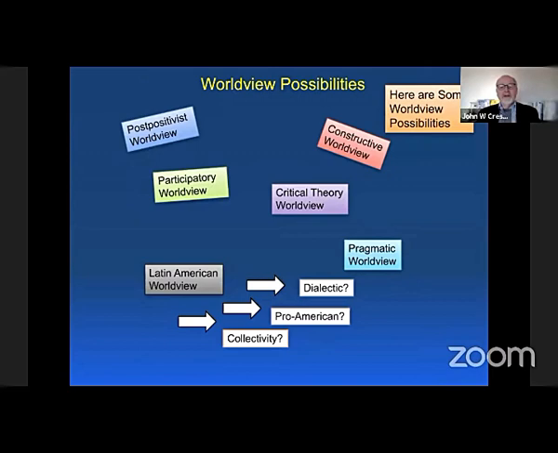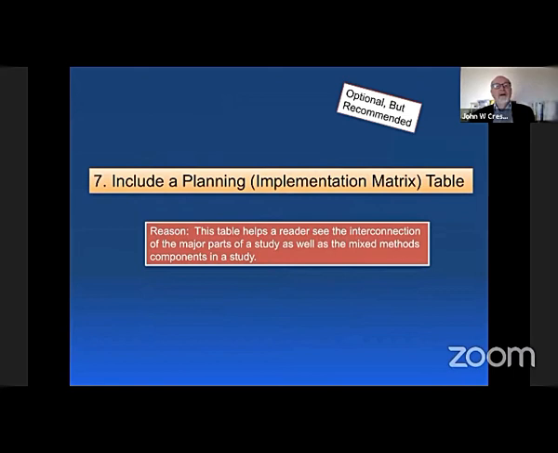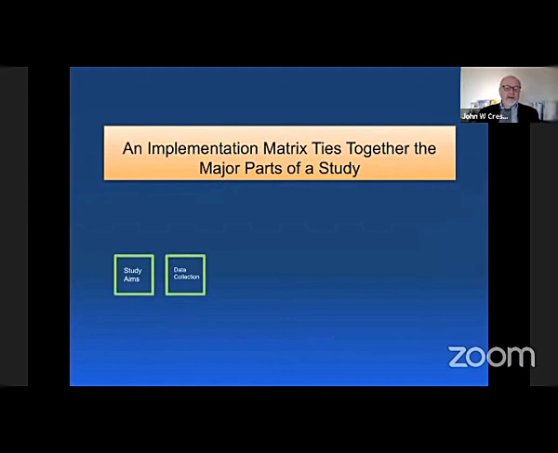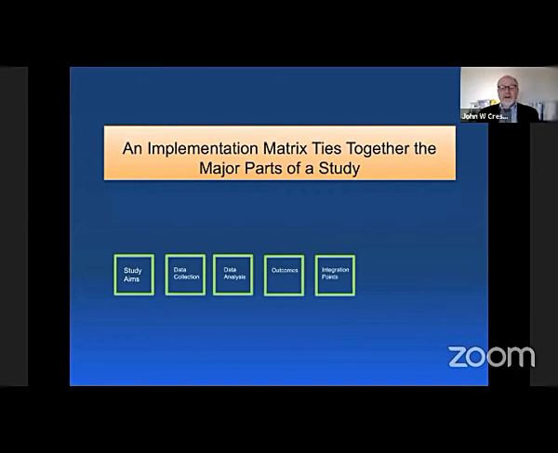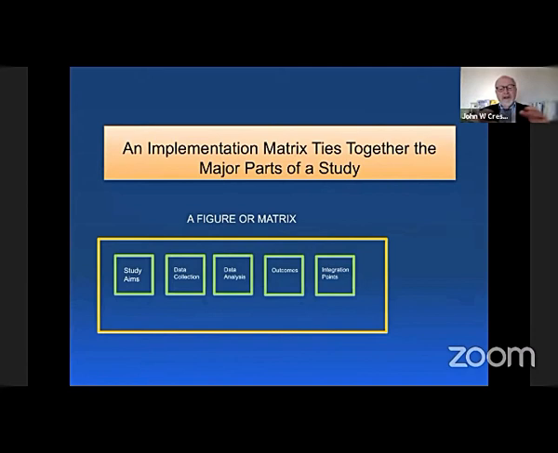Okay, those are the major best practices I'd recommend. And now I'm going to turn to a few optional practices. I'm going to briefly go through these and just introduce them to you. Many people today, especially in the health sciences, are beginning to put together what's called a planning table or an implementation matrix. And this table includes mixed methods, but other parts of the study. For example, in a project, we have study aims or questions, data collection, data analysis, outcomes, integration. Put these various components together in one table to give a person an overall view of your project. Very popular in the health sciences today.